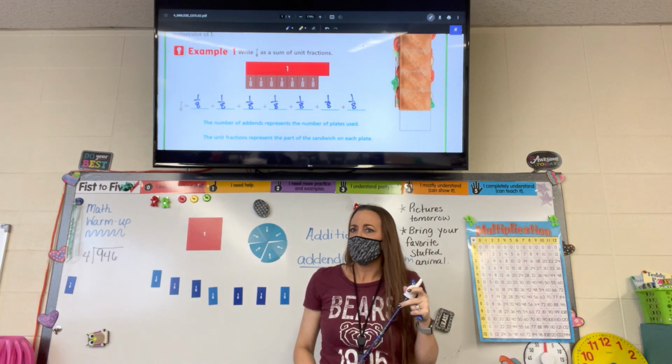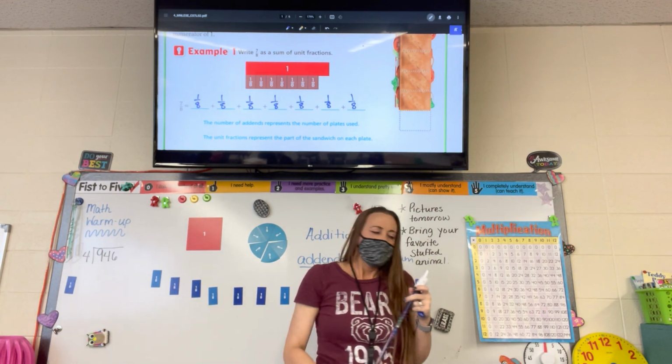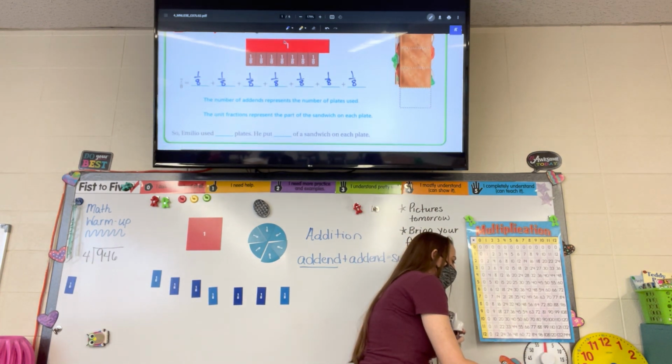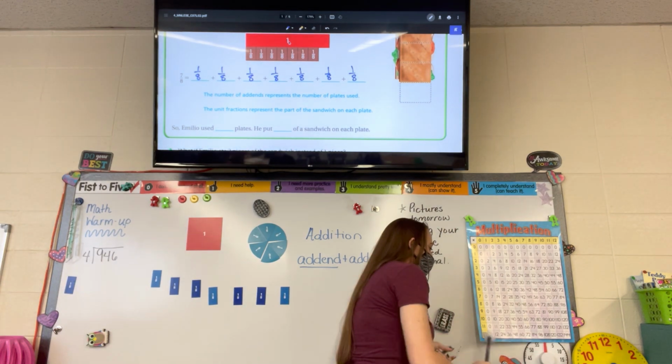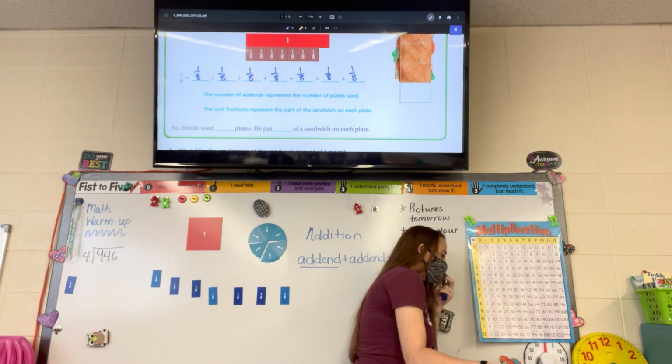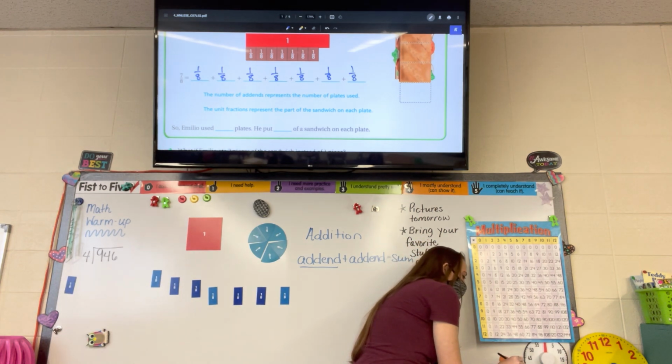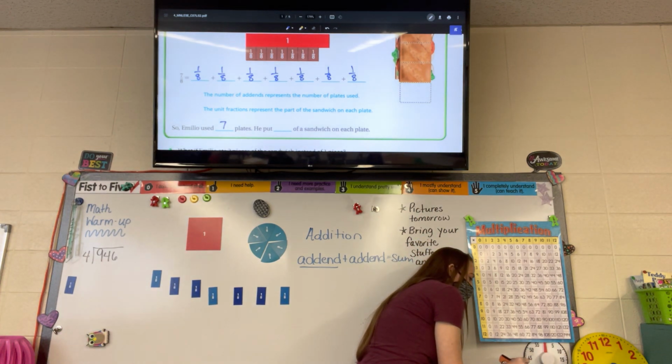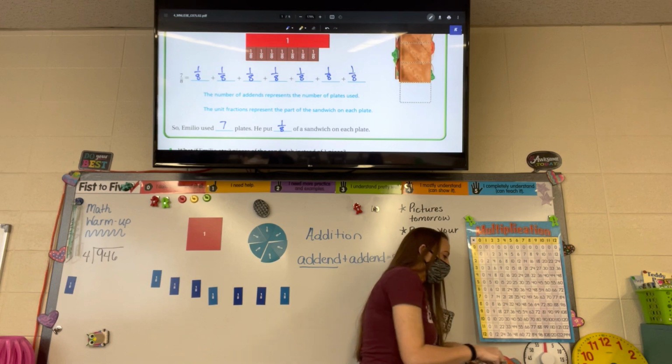Was it Jace that told us that we needed 7 plates? Okay, so we have 7 add-ins, we need 7 plates. The unit fraction represents the part of the sandwich on each plate. So Emilio used 7 plates and he put 1/8 of the sandwich on each plate.